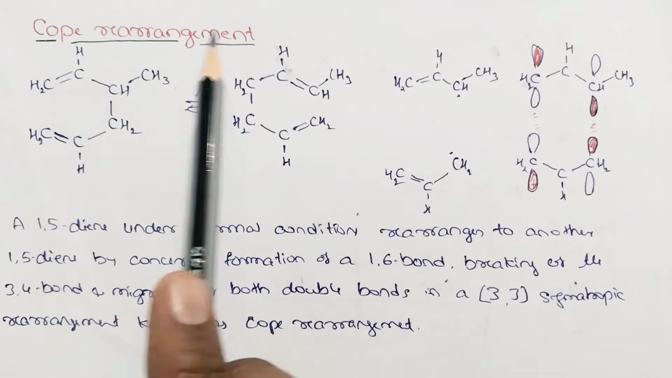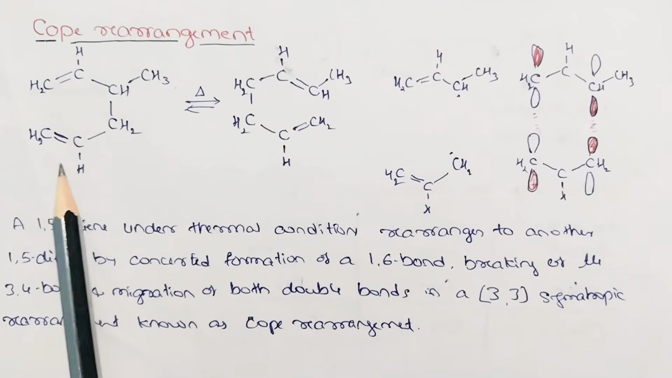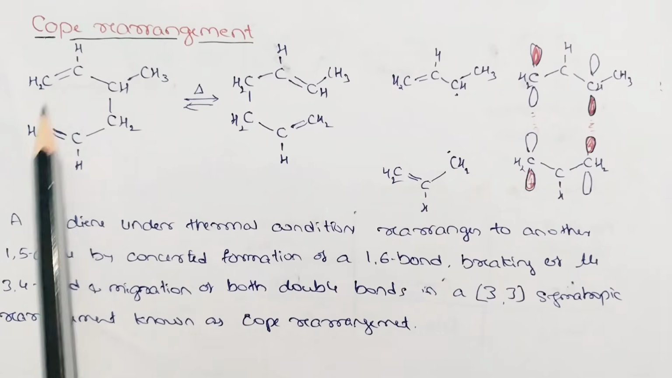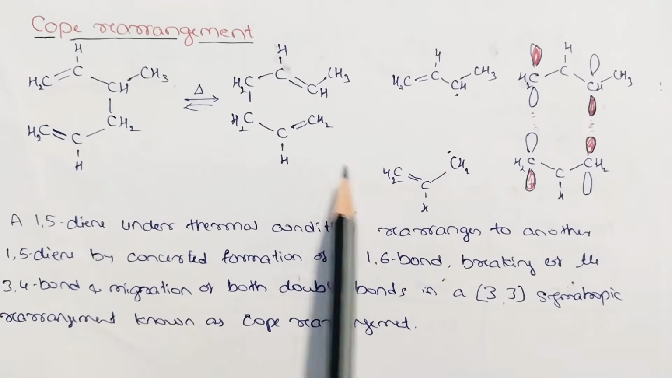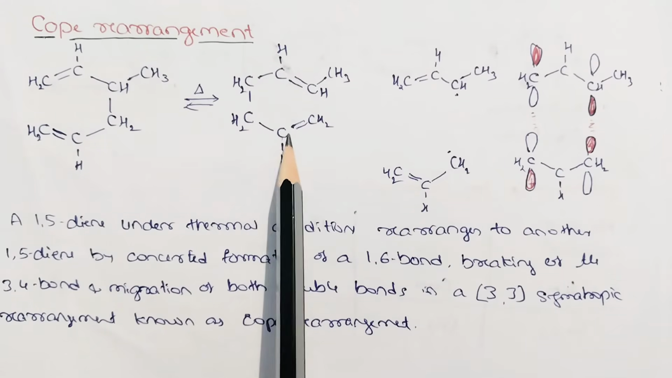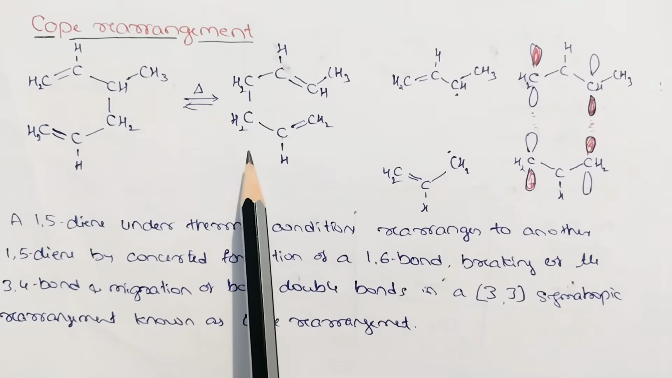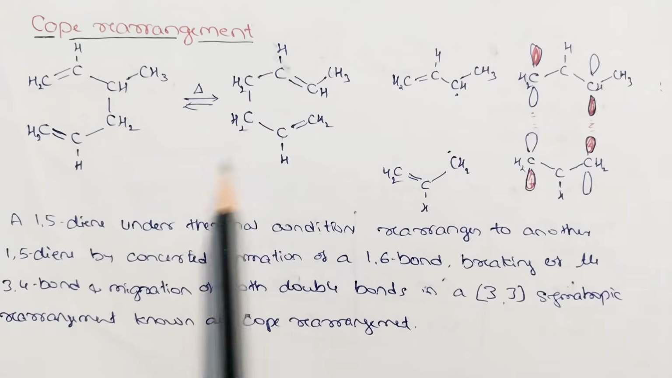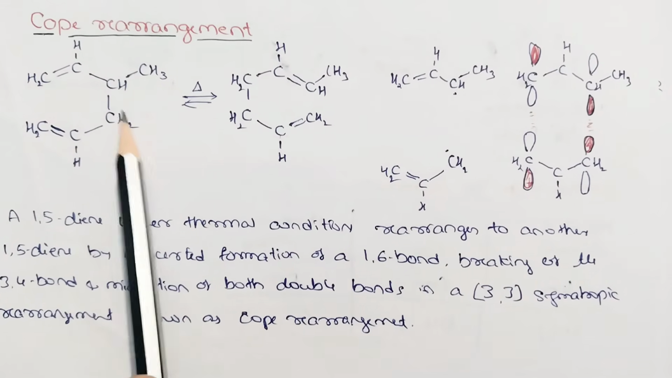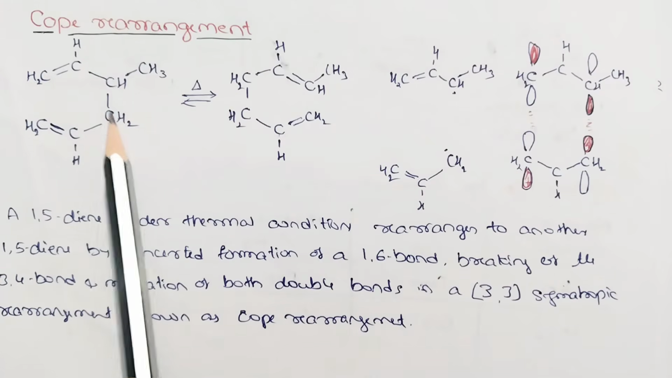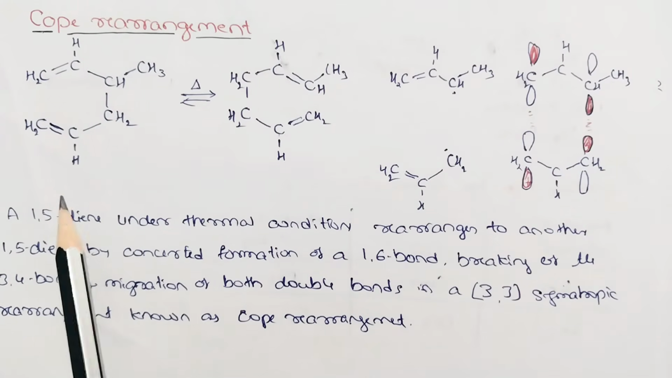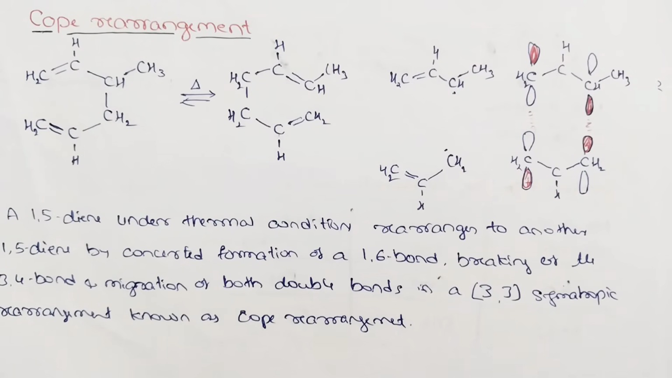This is called the Cope rearrangement reaction. Here a 1,5-diene, 1, 2, 3, 4, 5, under thermal conditions rearranges to another 1,5-diene in a concerted reaction. This is a concerted formation of the 1,6 bond and breaking of the 3,4 bond, with migration of both double bonds, in a 3,3 sigmatropic rearrangement. This reaction is called the Cope rearrangement.